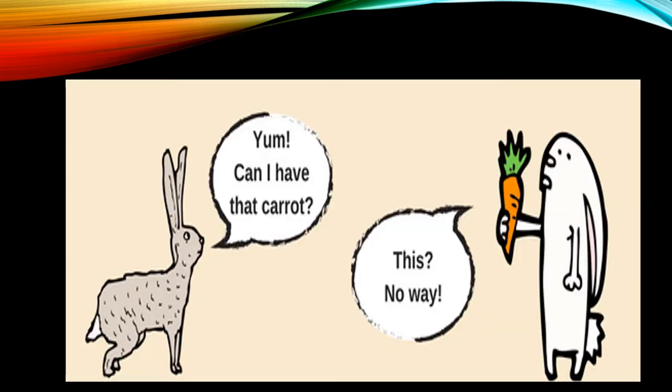Look at this example. Here a bunny wants to eat a carrot. Yum! Can I have that carrot? That is a demonstrative and it is being followed by a noun, so it becomes a demonstrative adjective. And the other bunny says this. No way. The word this is actually replacing the noun the carrot. So it becomes a demonstrative pronoun.